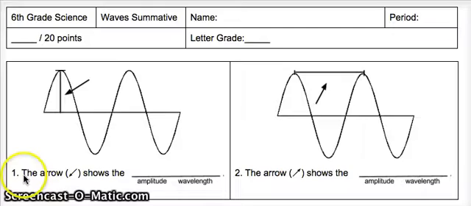Let's look at question number 1. Question number 1 says the arrow shows, and you're going to choose amplitude or wavelength. So what is this showing? Number 2, the arrow here shows the amplitude or wavelength. You'll choose one and complete the question for this arrow. Double check your answers for questions 1 and 2.